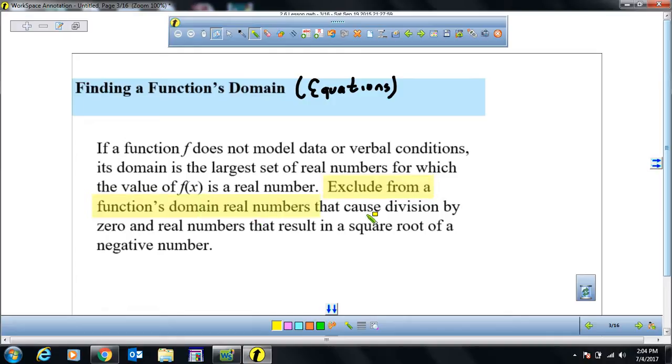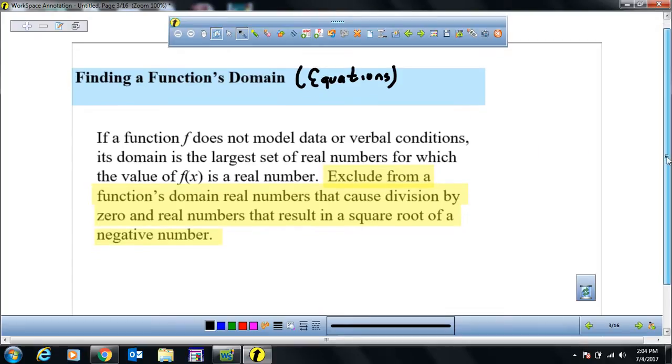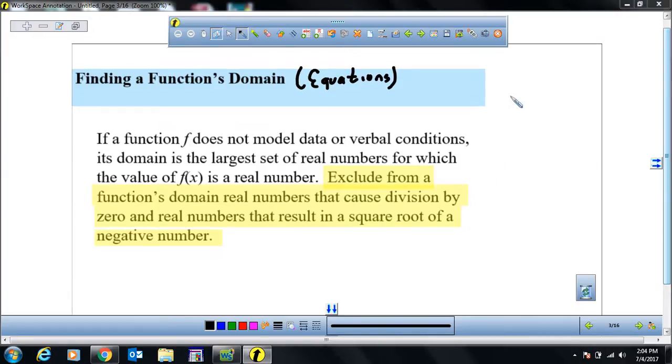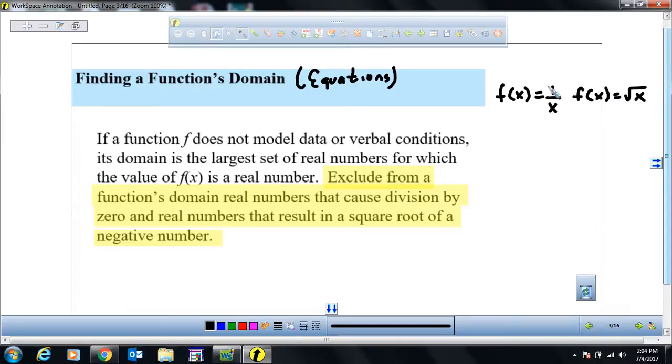We need to exclude from a function's domain any number that either causes the denominator of a function to become a zero, or any number that causes the function to have a square root of a negative number. So basically it's telling you only if I have a function that has x on the denominator, and only if I have a function that has x inside of the square root. Basically, these are the only two types of functions for which the function is not defined for all values.